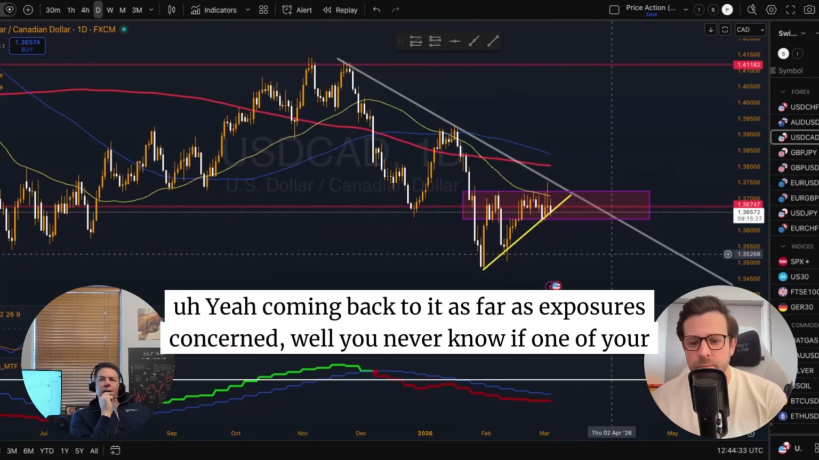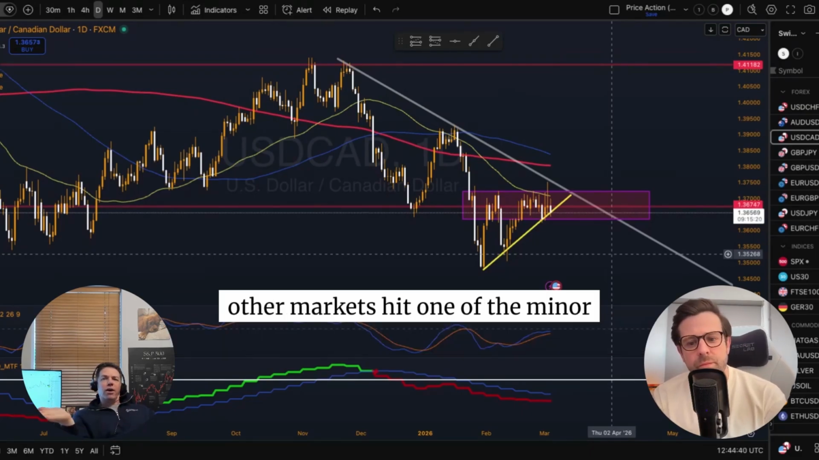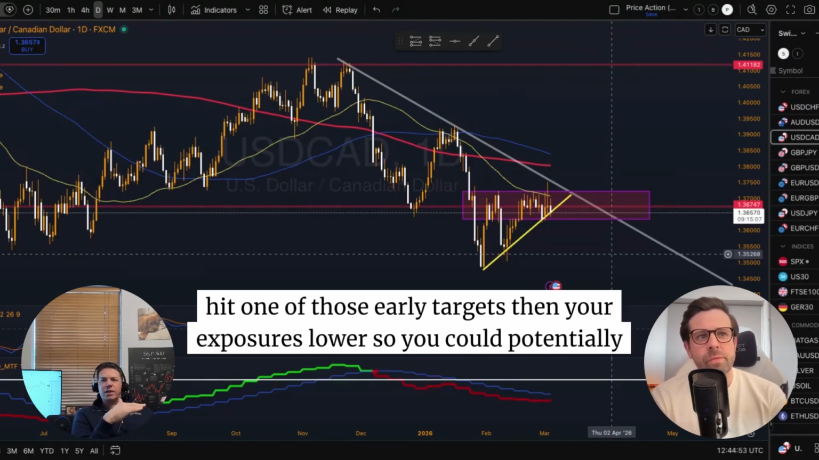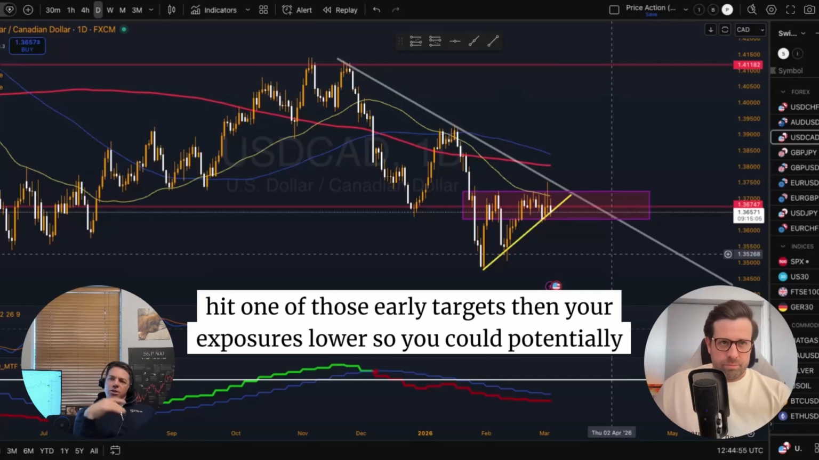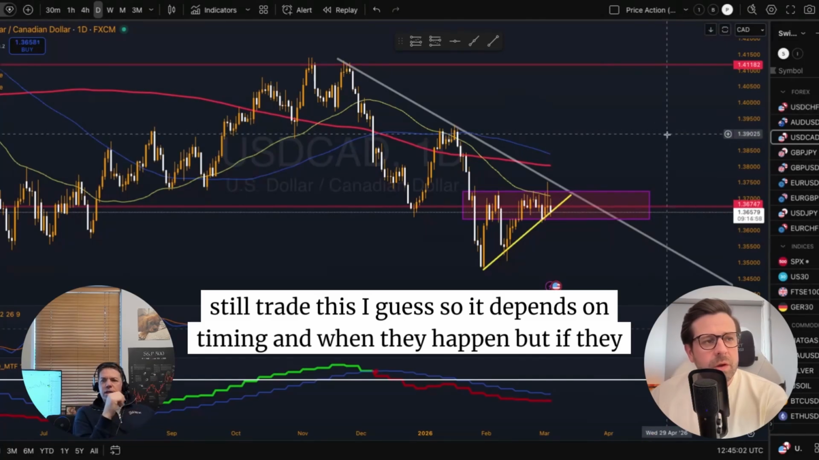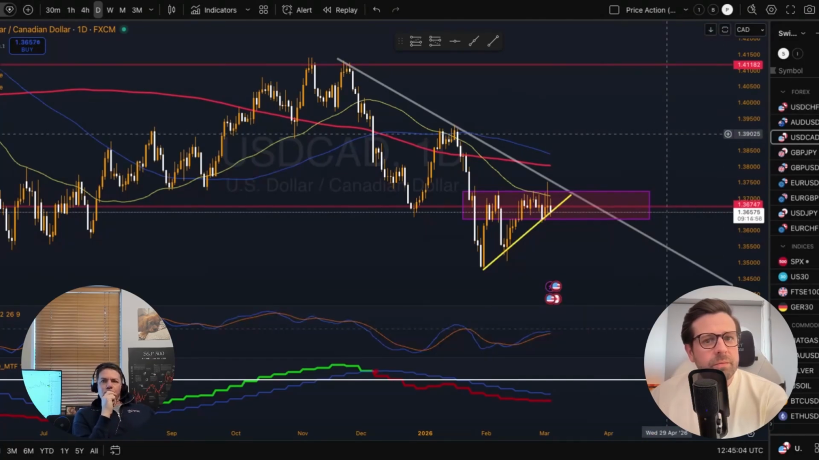Coming back to it, as far as exposure's concerned, well, you never know if one of your other markets hit one of the minor targets. You never know. Dollar CAD could still be a prospect if they eased. If your dollar Swiss hit one of those early targets, then your exposure's lower, so you could potentially still trade this, I guess. So it depends on timing and when they happen, but if they happen, yeah, exactly.